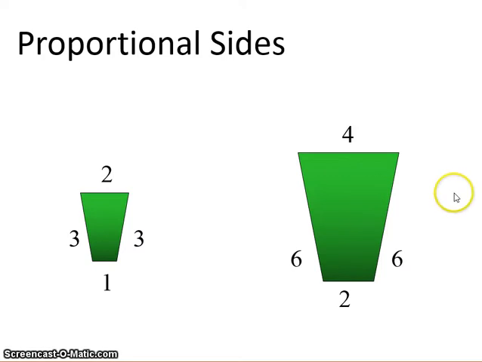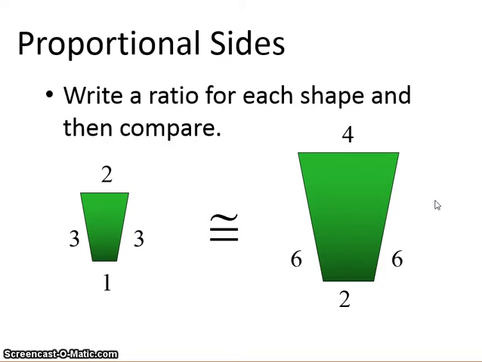Let's talk a little bit about proportional sides. As you look at these two figures, you can see that one is smaller and one is larger, and they each have individual measurements on the sides. They are, however, similar. That's what this symbol means. Now, our task is to write a ratio for each shape and then compare those ratios. So let's do that. If we were to write a ratio for this shape, let's start with the top measurement of 2. We'll use our colons: 2 to 3 to 1 to 3.